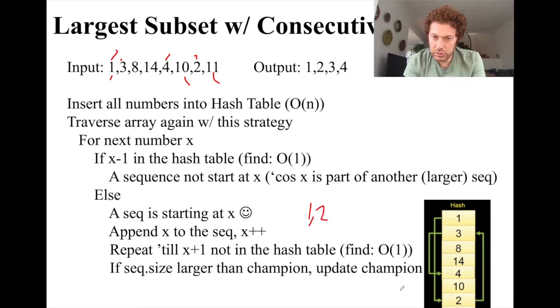2 is in the hash table. Make x 3. 3 is in the hash table, make x 4, 4 is in the hash table, make x 5. Look here, 5 is not in the hash table. So this is the end of my sequence, size is 4, 4 is better than nothing, so the champion is currently this. Then what happens?